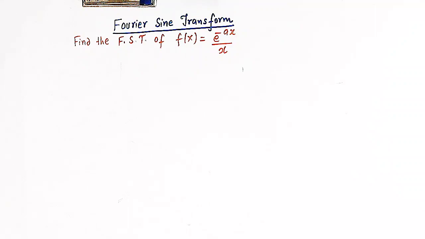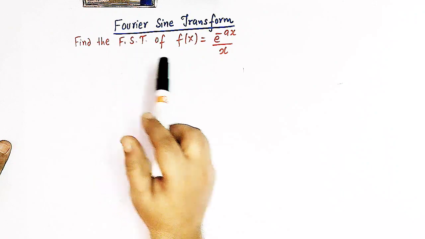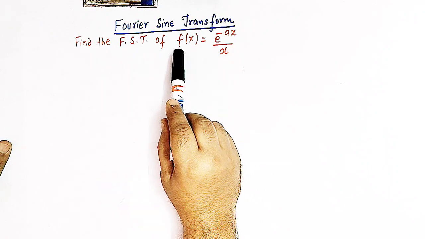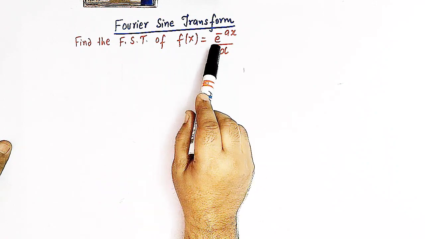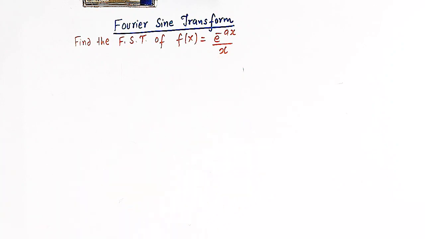Hello viewers, in today's session we are going to discuss one important problem from Fourier Sine Transform of functions. In this lecture we are going to find out the Fourier Sine Transform of the function f of x is equal to e raised to minus ax divided by x.